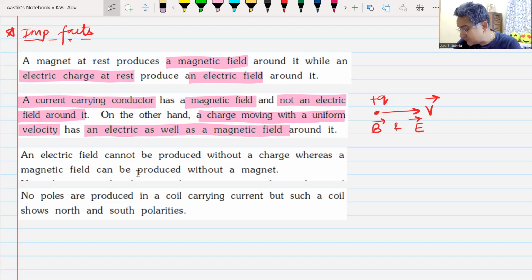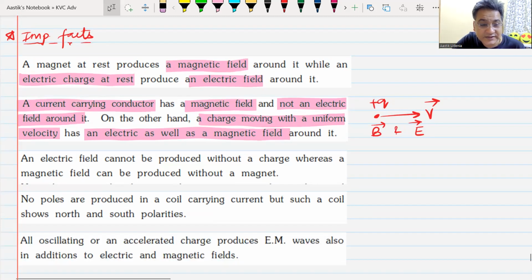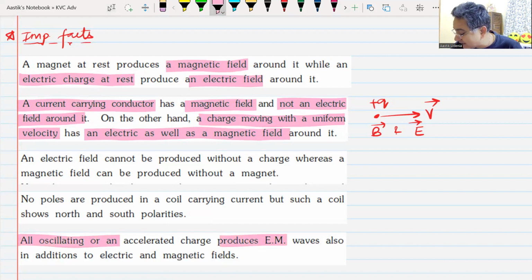Now, if we have a charge which is accelerating, my dear friend, apart from electrostatic and magnetic field, it also produces EM waves. Electromagnetic waves are produced by an accelerated charge. That will be the last chapter in this topic, EM waves, electromagnetic waves. So electromagnetic waves are nothing but what? They are produced by charges which are accelerated.